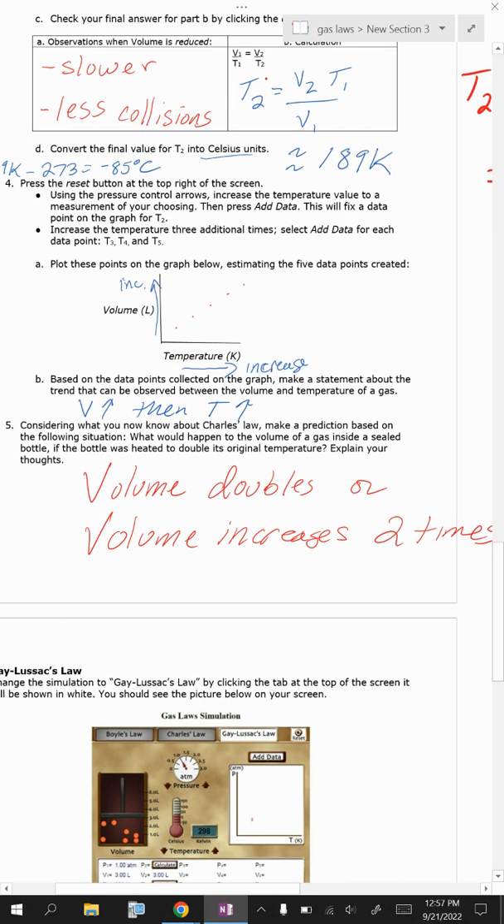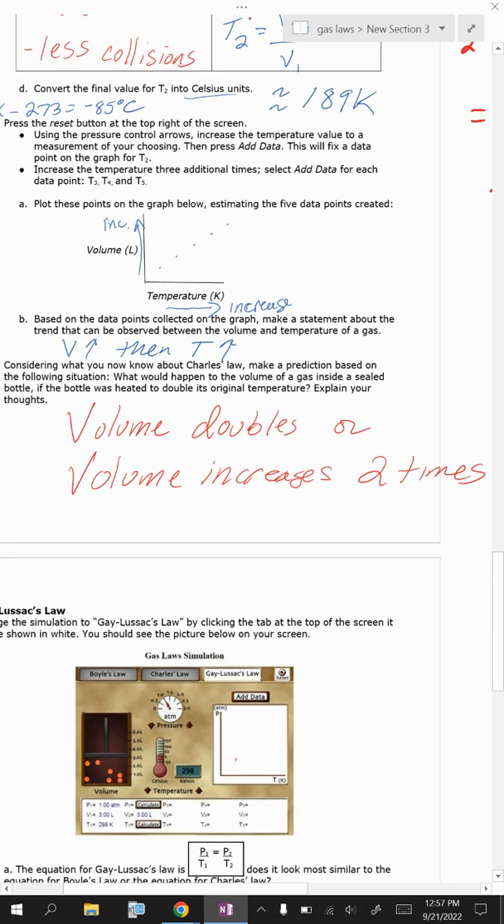With that said, what would happen if we double the... Let me make sure I'm reading this right. Yeah, if we double the temperature, the volume doubles. Because whatever I increase one by, I'm going to increase the other by. And vice versa. If I decreased it, I'd have to decrease the other one. So if I doubled the temp, I double the volume.